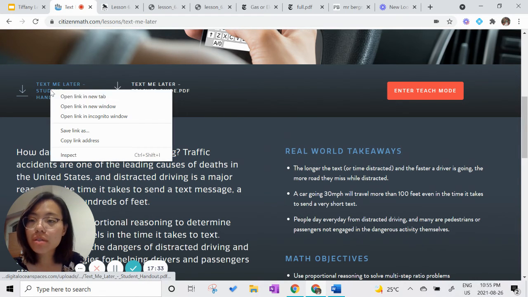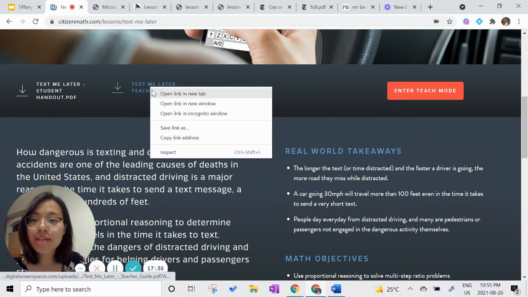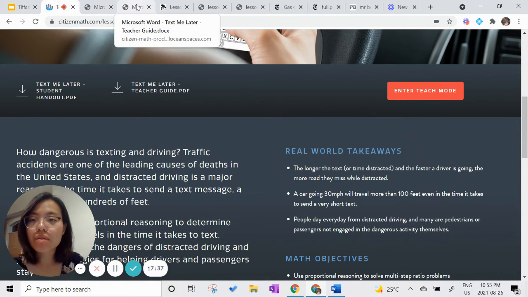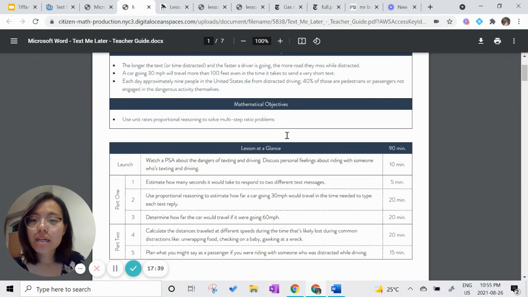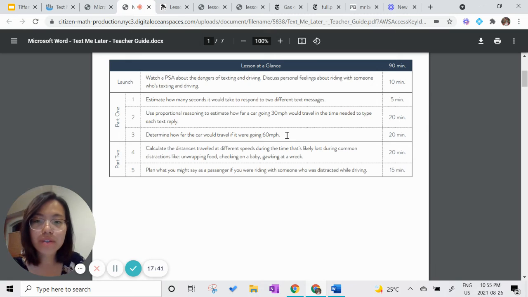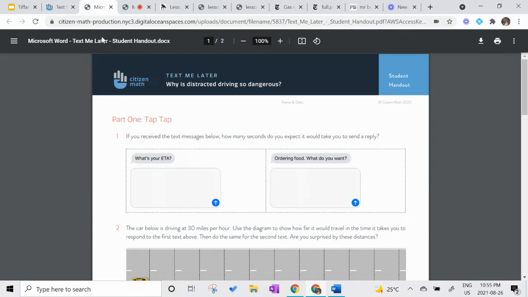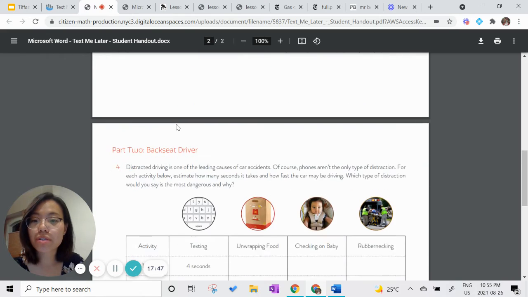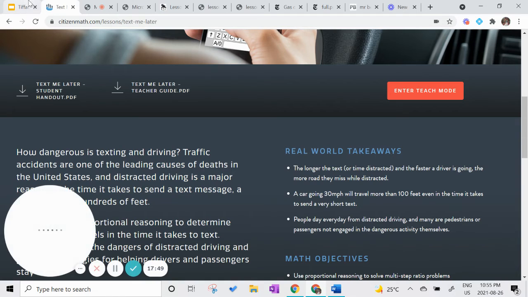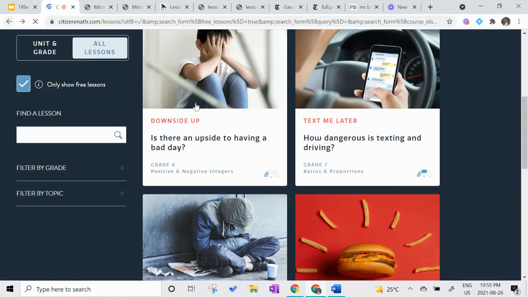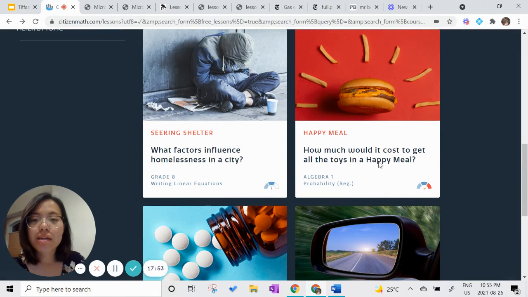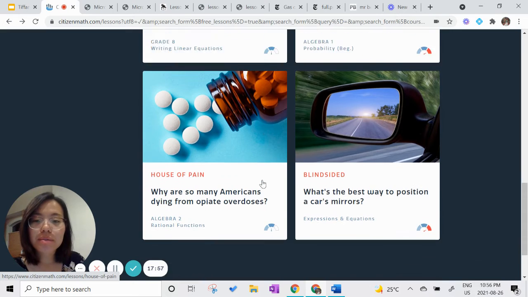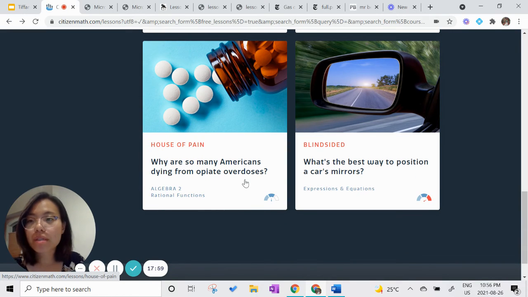So you have a student handout and you have a teacher guide as well for you, right? The teacher guide tells you how to facilitate this lesson. And then you have a student handout worksheet that you can do with your students, right? So you can talk about the dangers of texting and driving. There's also homelessness, opioids, overdoses, right?